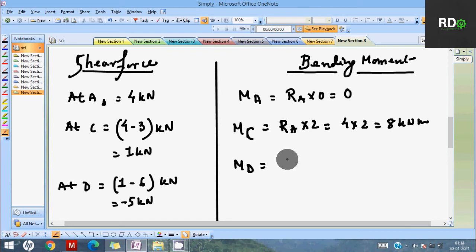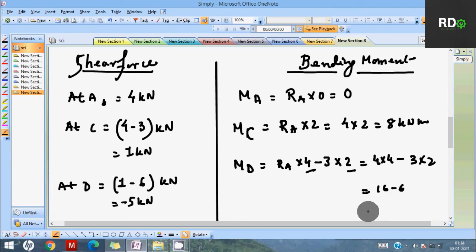Next it is bending moment at D. The bending moment at D will be RA into 4. Since it is an upward force, there is no negative sign with RA. Then there is this 3 kilonewton force acting downward, 2 meter away from the point D. So RA is 4 into 4 minus 3 into 2. So it is 16 minus 6. So it is definitely 10 kilonewton meter.